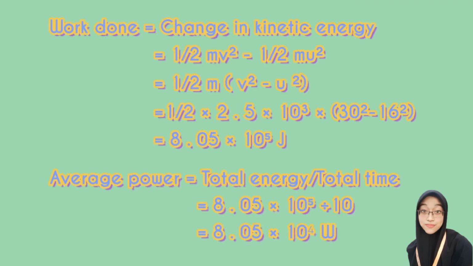To solve this question, we need to find the work done, which is work done equals to change in kinetic energy. And by using the formula of change in kinetic energy, which is half mv squared minus half mu squared, and substituting the value, we get the work done value. And after that, we use the work done value to get the average power. By using the formula of average power, which is total energy over total time, we get the value of average power.